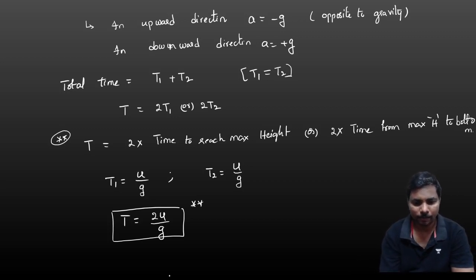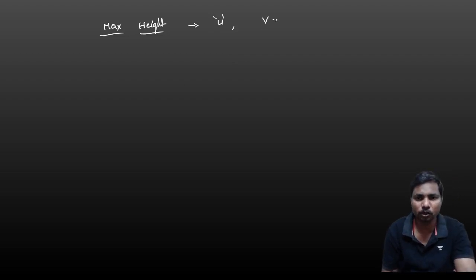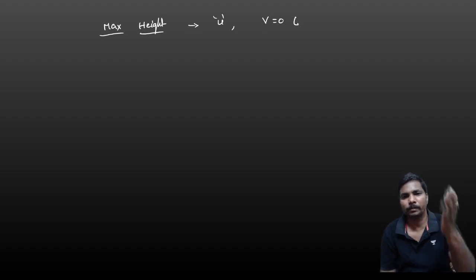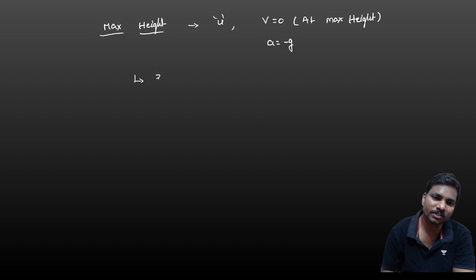Now coming to maximum height. If you throw any ball in the upward direction with initial velocity u, whenever it reaches the maximum height, v is equal to 0. The final velocity is 0; it does not have any velocity at maximum height. If you are throwing upwards, then a is equal to minus g. Let us take the third equation of motion: v square minus u square is equal to 2as.